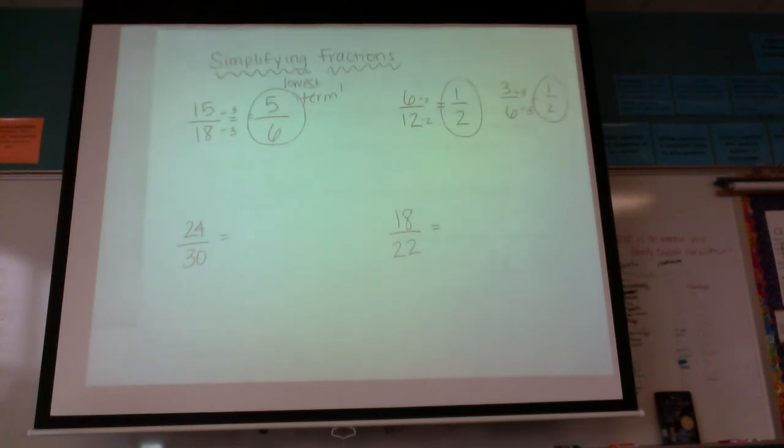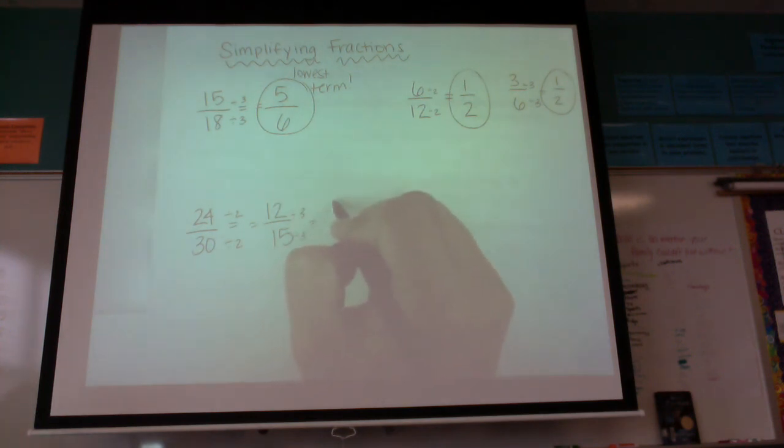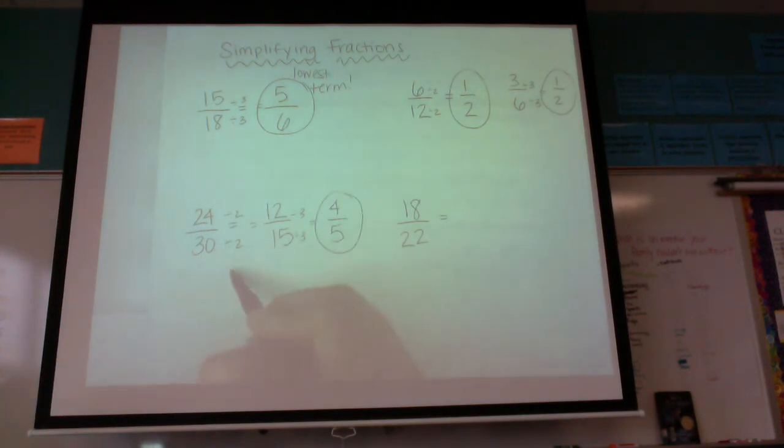24 and 30, what can you divide both of those by? You might have said 2, because they're both even numbers. That's going to be 12/15. But what do you notice now? Both of those numbers can be divided by 3 to give you 4/5. Hopefully you see that I could have divided both of those by 6 to begin with. That would get me right there. So I just always want to double check that we're writing our answers in lowest terms.